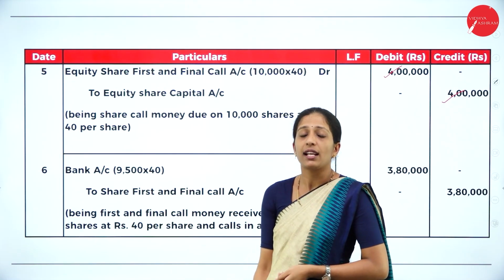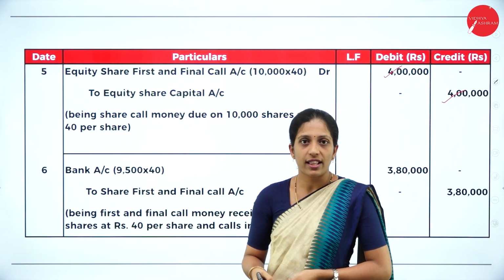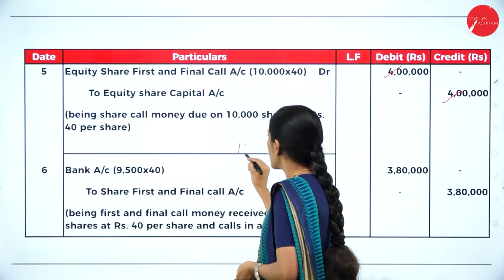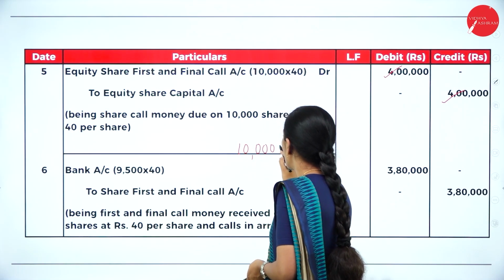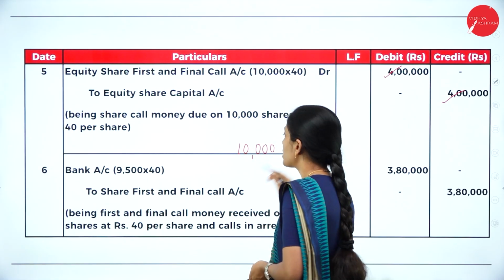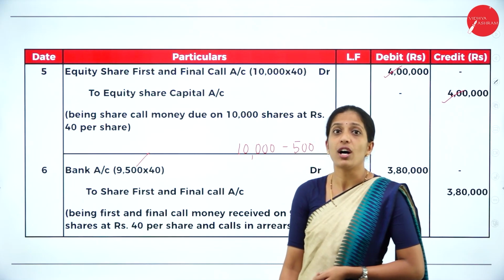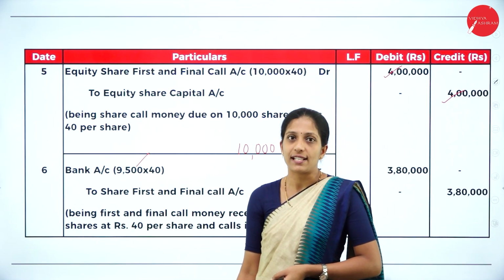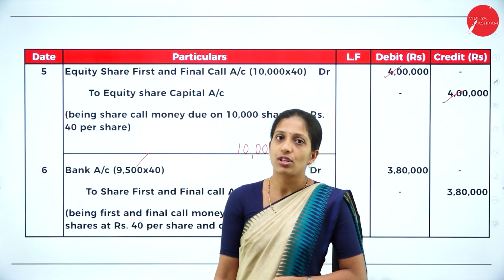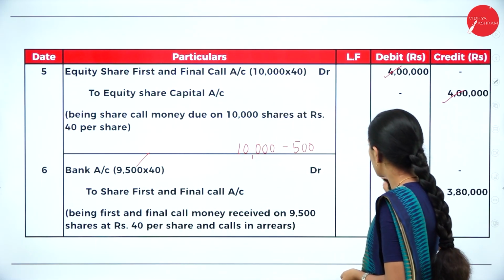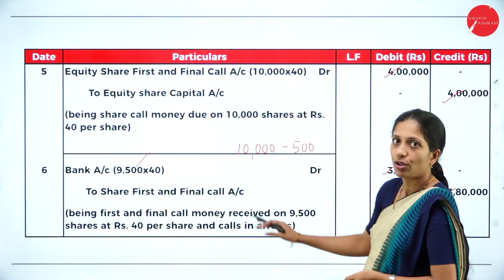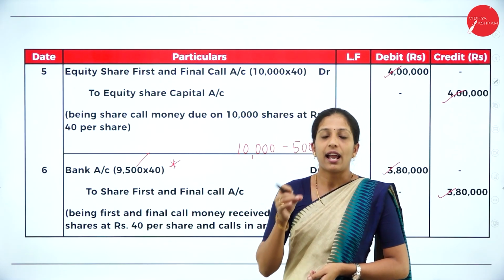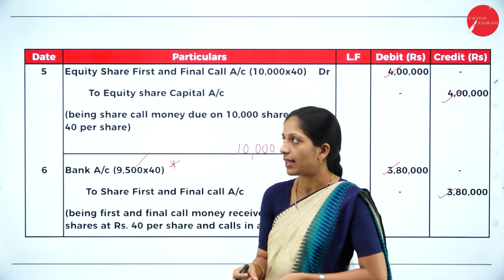Next, receive entry. So we have not received for all the shares. So we have not received for 500 shares. So there were 10,000 shares, out of which we have not received for 500 shares, which means that we have received only for 9,500. So bank account debit to equity share first and final call account, 9,500 into 40 rupees. That is 3,80,000. Hope you are clear with this. Be careful here. You have to minus the amount for which we have not received.